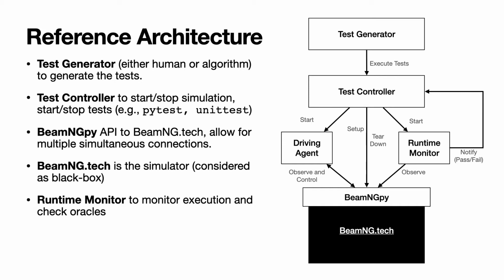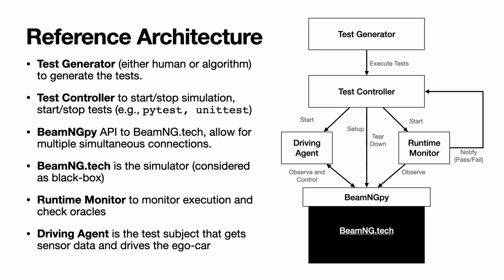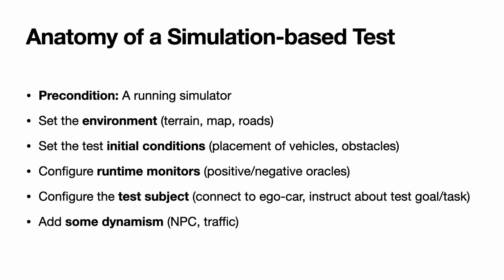On the other side, there's a driving agent. Driving agents are basically the test subjects. So they are started or connected to the test controller, and they observe and control the simulation. What does it mean? That they have a way to read the data at runtime from the running simulation, compute the control command that drives the car, and send it back to the simulator to have those cars basically driving around. And those are the components that we are going to see in a moment.